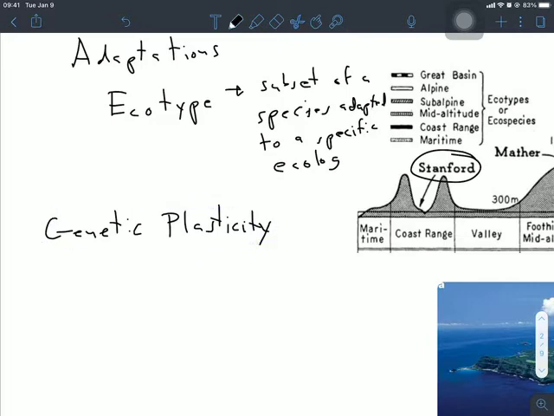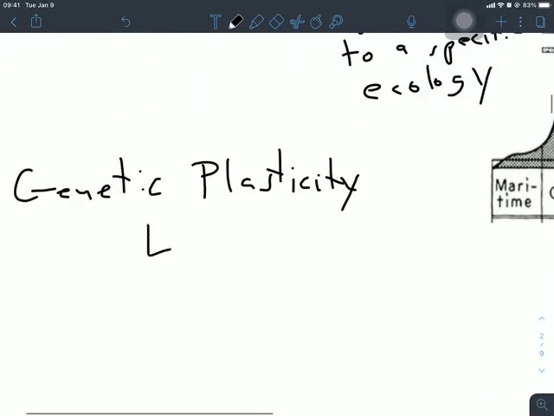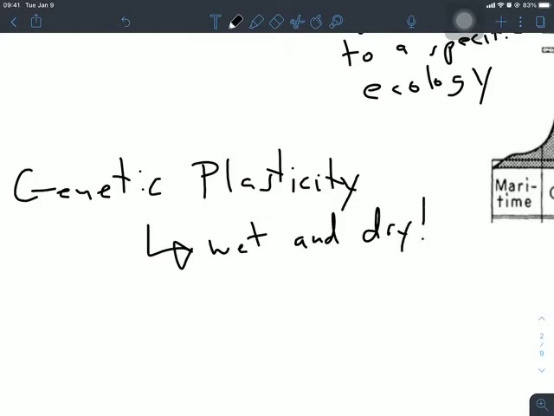Genetic plasticity means that the plant species has the genes in order to adapt to maybe a wet environment and a dry environment. It maintains that ability to flex the way it looks, the way it grows, depending on the environment that it's in. This is always expensive metabolically.